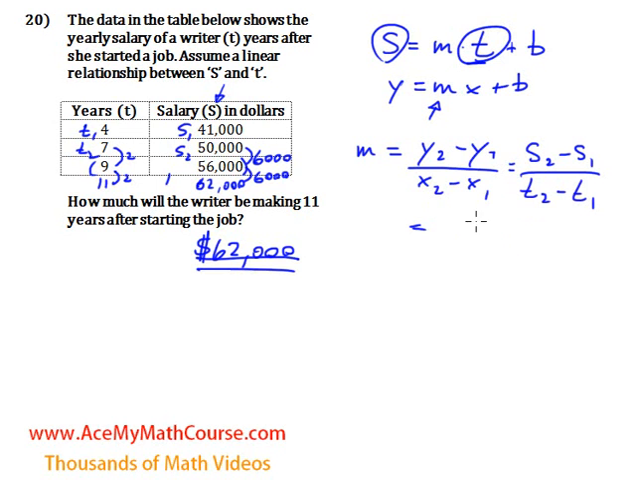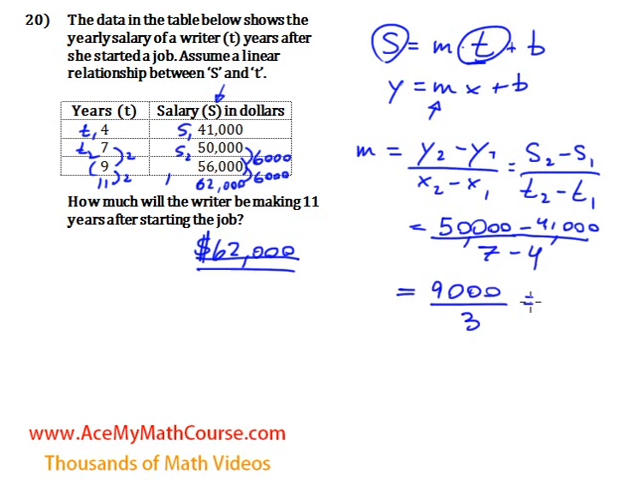So s2 is 50,000. I don't know where 500 came from. S2 is 50,000. S1 is 41,000. T2 is 7, and T1 is 4. So 50,000 minus 41,000 is 9,000. 7 minus 4 is 3. 9,000 divided by 3 is 3,000. So that's essentially the yearly salary increase. Every year, her salary goes up by $3,000.